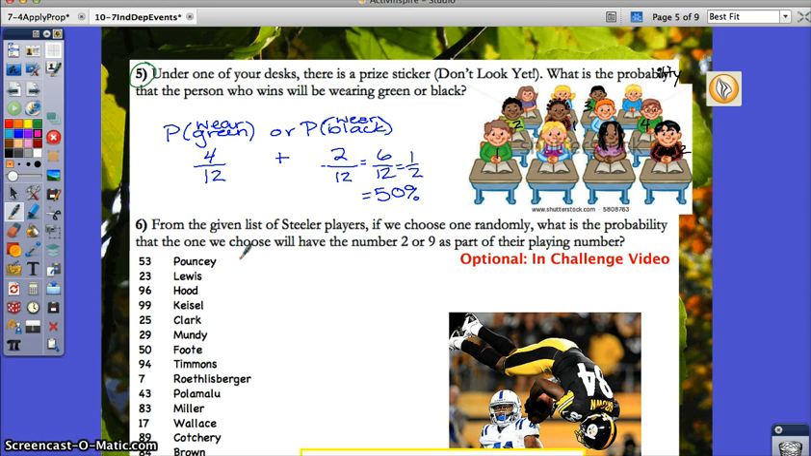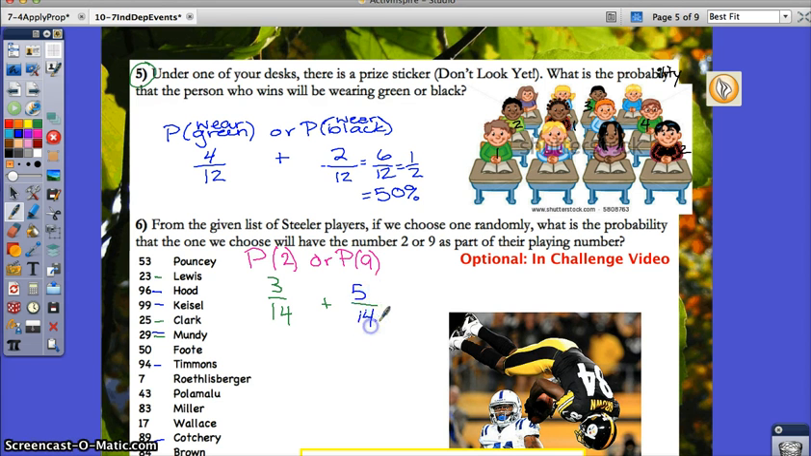Let's look at this one. From the given list of Steeler players, if we chose one randomly, what is the probability that the one we choose will have the number 2 or the number 9 as part of their playing number? Well, let's count them. How many have a number 2? We have 1, 2, 3. That's all of them. So we have 3 out of the 14 players listed here. Or means to add. All right, well, how many have a 9 in their number? 1, 2, 3, 4, 5. So 5 out of 14.